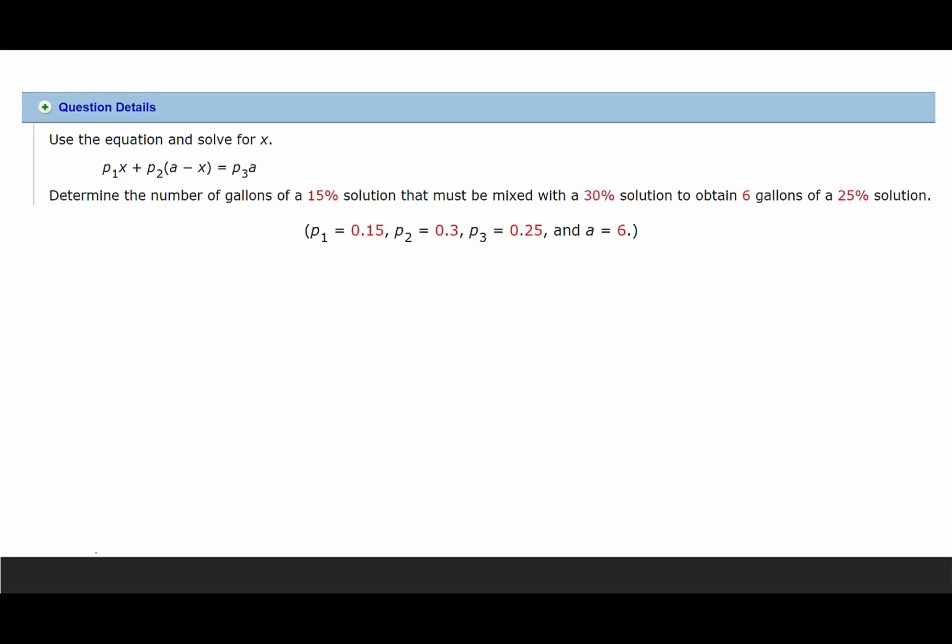Okay, next it says use the equation and solve for x. And it has given us quite an equation there. It says determine the number of gallons of a 15% solution that must be mixed with a 30% solution to obtain 6 gallons of a 25% solution.